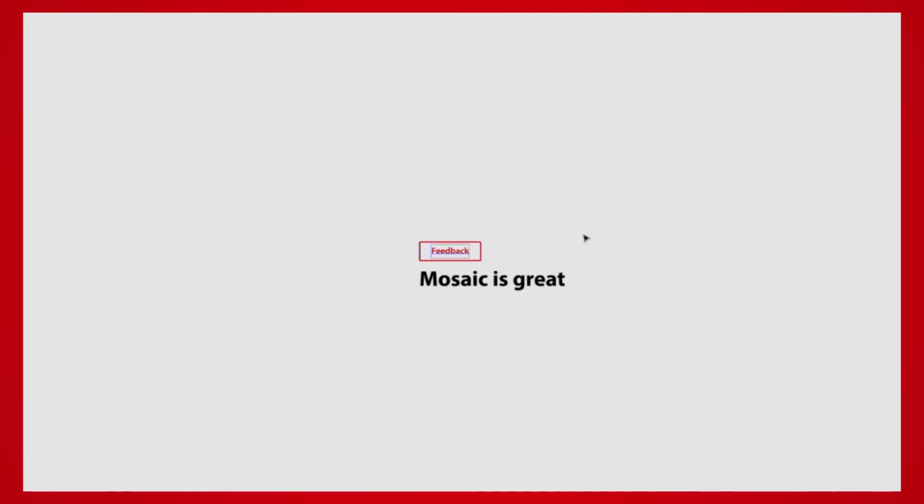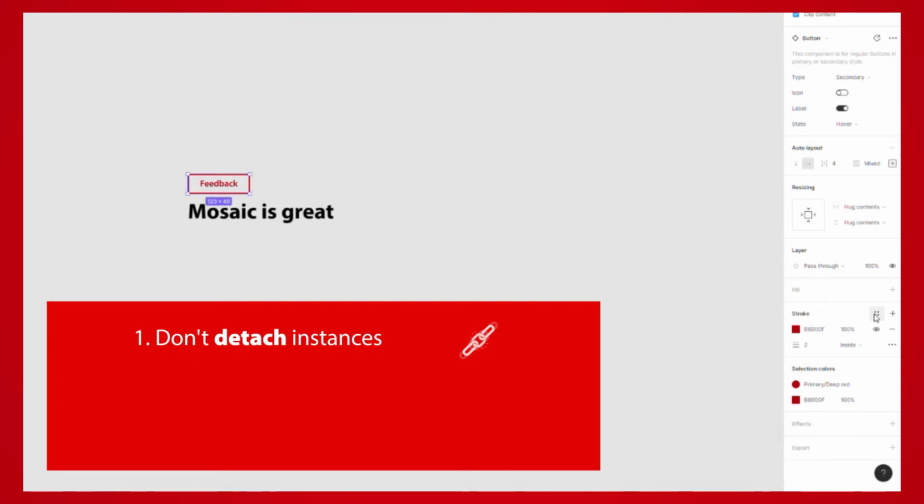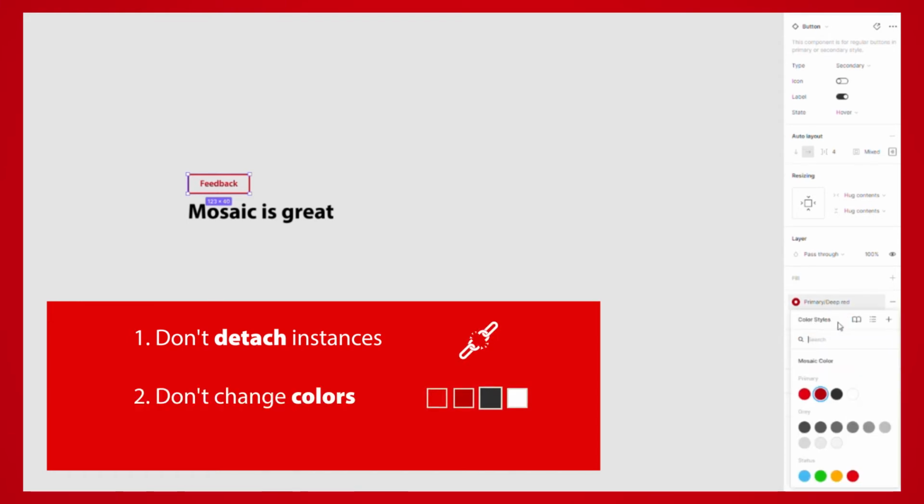However, there are two rules you must follow. Rule number 1. Please don't detach instances. The components are designed to ensure consistent use of the design guidelines. This also goes for rule number 2. Don't change the colors inside a component. Colors are selected to match Danfoss CVI.